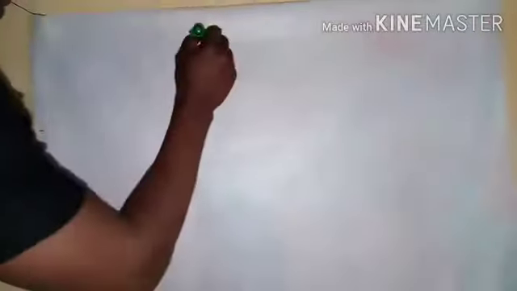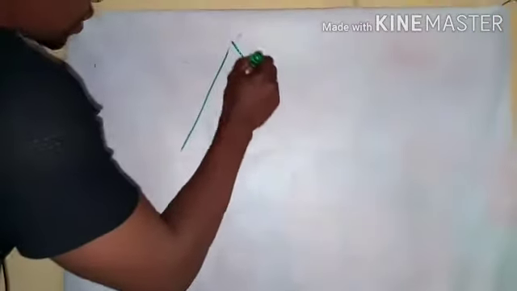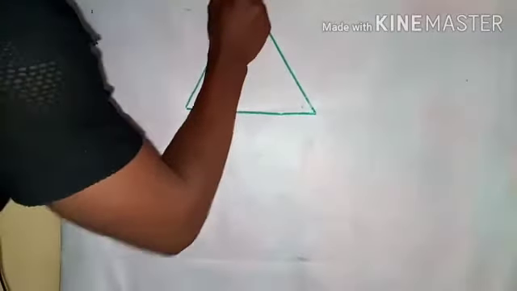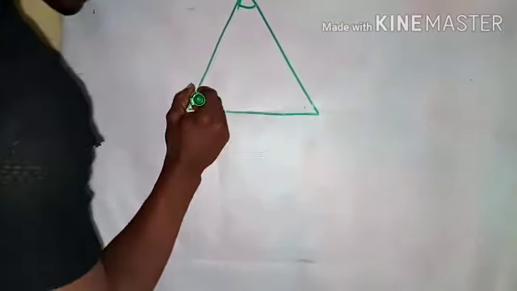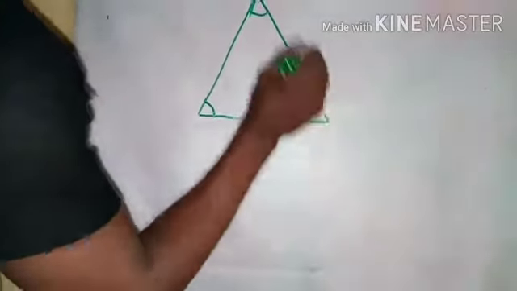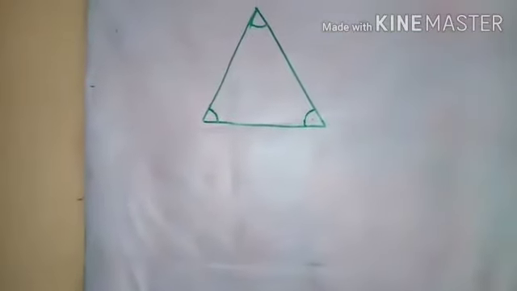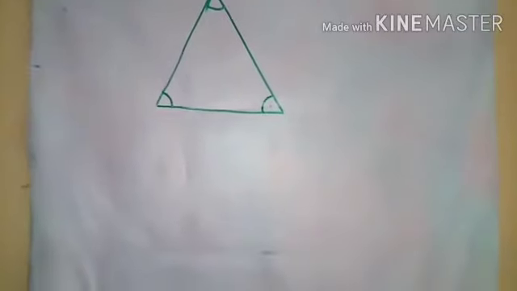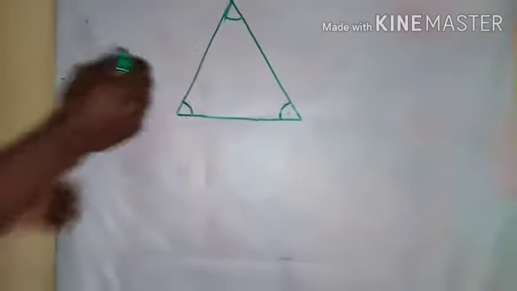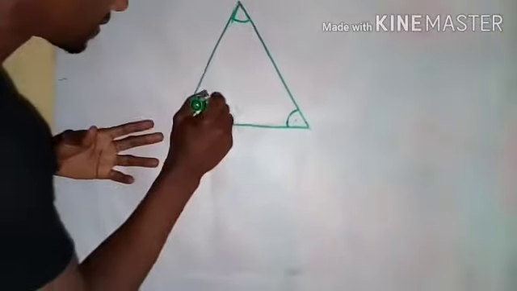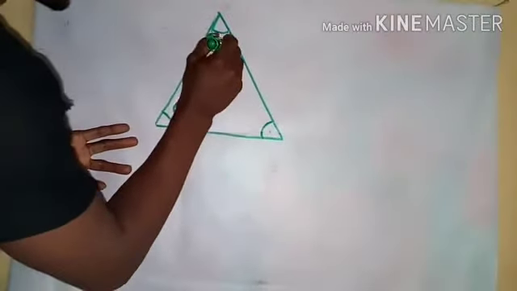Sine, cos, and tan, 60 and 30. So we're going to start by using an equilateral triangle. As we know, in an equilateral triangle, all the sides are equal and all the angles are equal. And the sum of angles in a triangle is 180. So if we divide 180 by 3, we're going to have 60 degrees. Meaning that all these angles are what? They are 60 degrees.